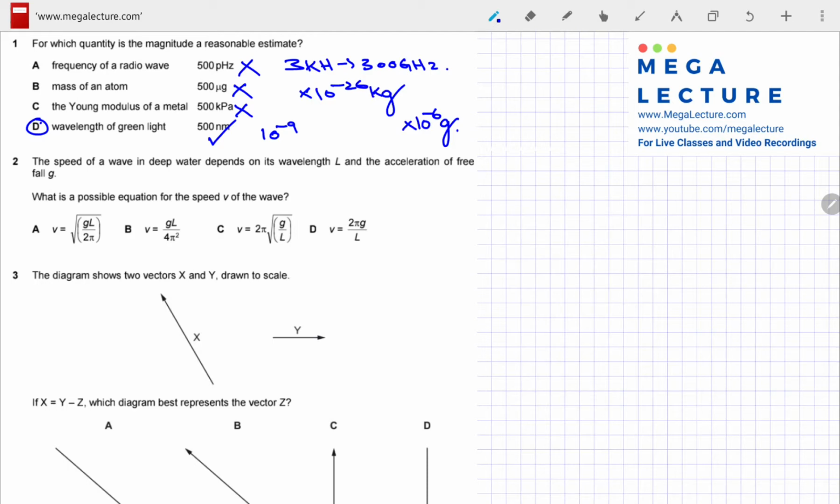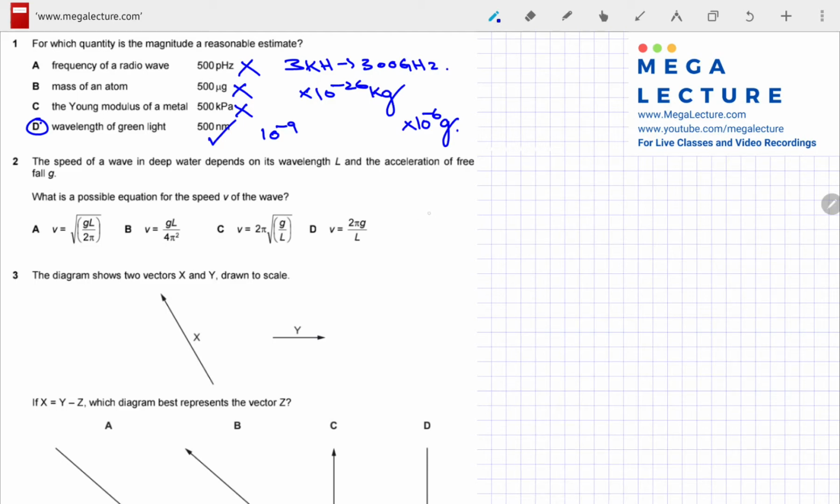The speed of the wave in deep water depends on its wavelength L and the acceleration of free fall g. We need to tell what is the possible equation for the speed v of the wave. To go about this question, you do dimensional analysis and check which expression or equation is dimensionally correct. So let's start with A.